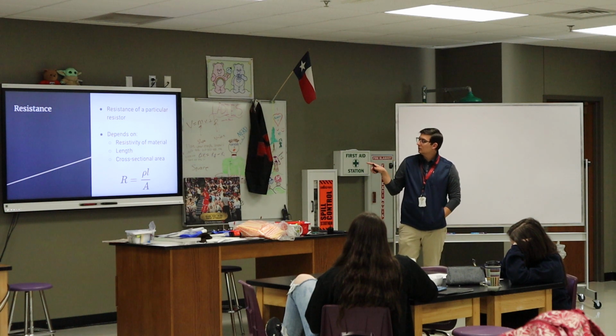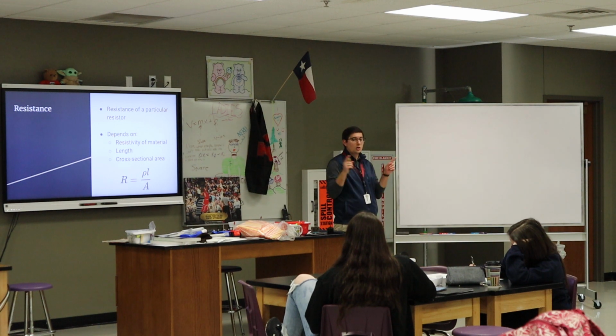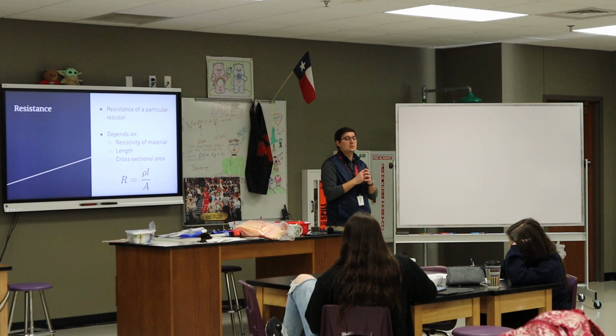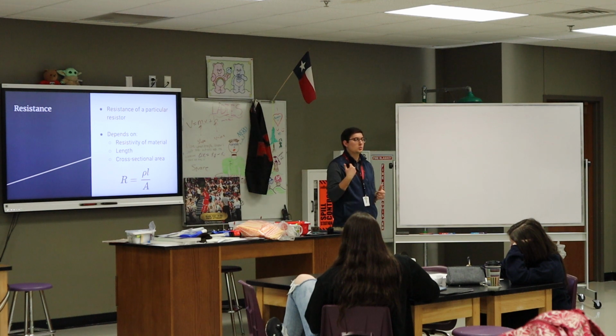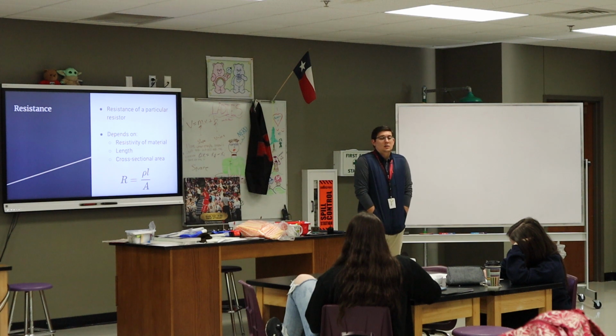I want you to notice in this equation that the length is on top, so the longer a resistor is, the more resistance it will offer. But the area is on the bottom, so the wider the resistor is, the less resistance it will offer. Normally I have you tinker with a program to mess with this stuff, but we don't have time for that today. Make any sense?